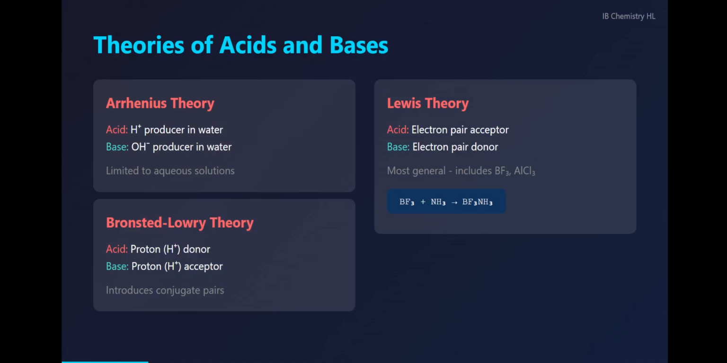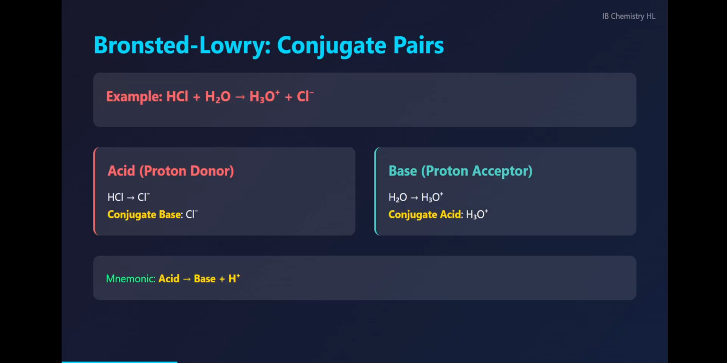The Lewis theory is the most general. A Lewis acid accepts an electron pair, and a Lewis base donates an electron pair. This includes species like boron trifluoride that don't have protons. Understanding these theories helps you identify acids and bases in different contexts.